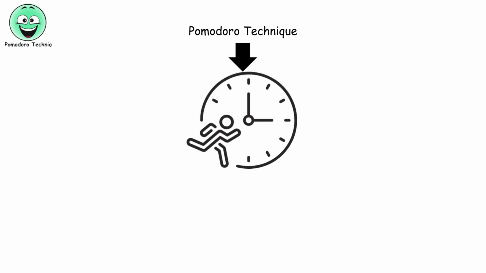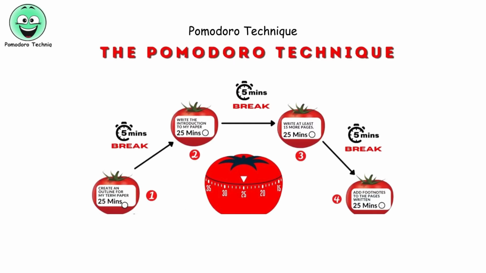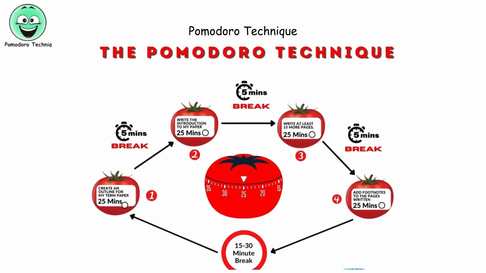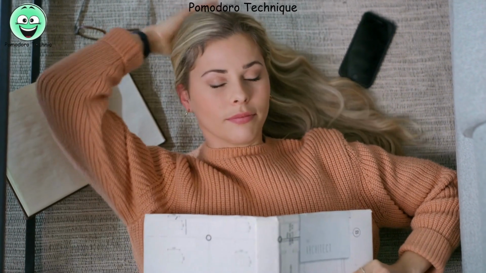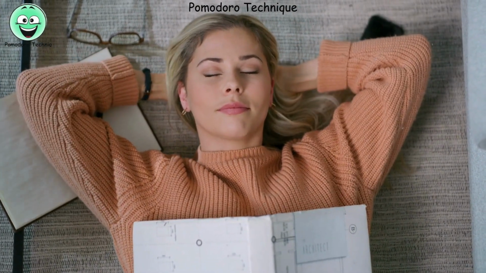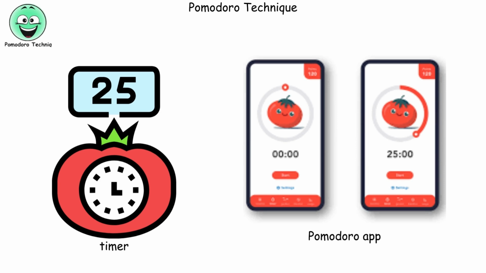Pomodoro Technique. The Pomodoro Technique is a time management method where you study for 25 minutes and then take a 5-minute break. After 4 sessions, take a longer break, say 15-30 minutes. This keeps your mind fresh and focused. It's like giving your brain a mini recharge every half hour. You can use a timer or apps designed for Pomodoro sessions.